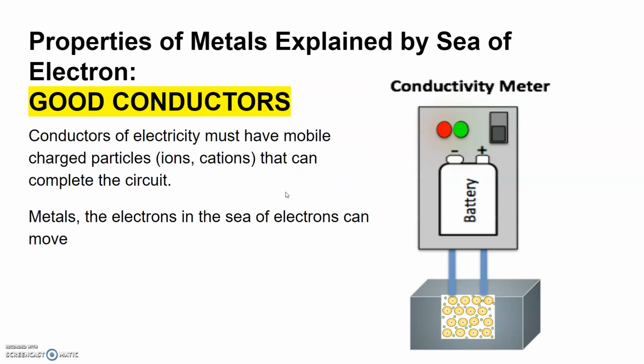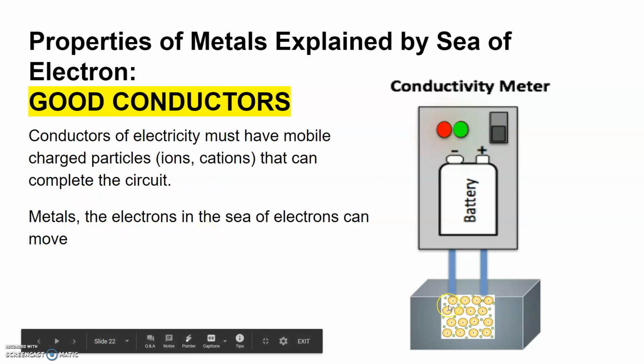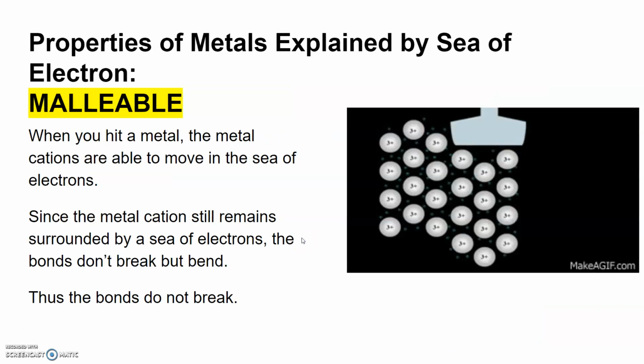Okay, so let's look at the properties of metals explained by the sea of electrons. First property we're going to look at is good conductors. So how does the bonding of metals explain why many metals are good conductors? The main thing is, in order for something to be a conductor of electricity, it must have mobile or movable charges. And that can be an ion, or it can be electrons, or whatever, that can complete the circuit. And for metals, the movable charges are the electrons in the sea of electrons. Remember, those valence electrons are not attached to the atom. They sort of flow around. And as a result, it allows metals to be conductors.